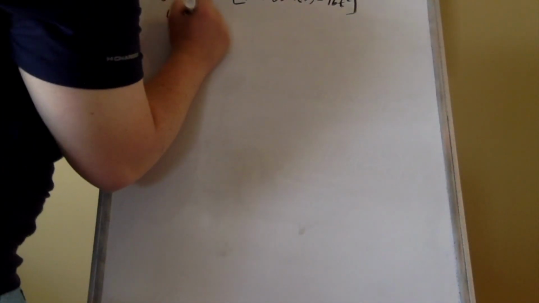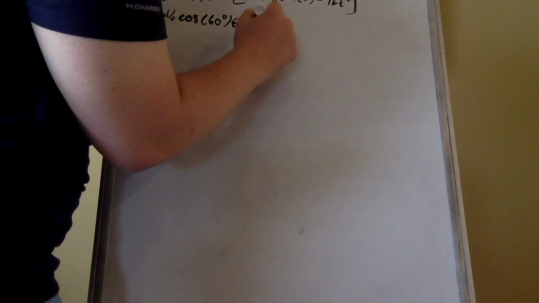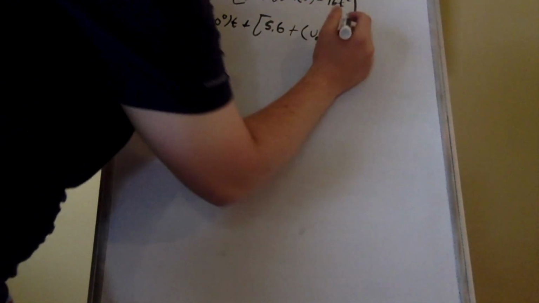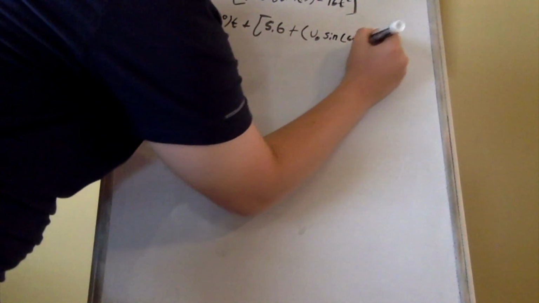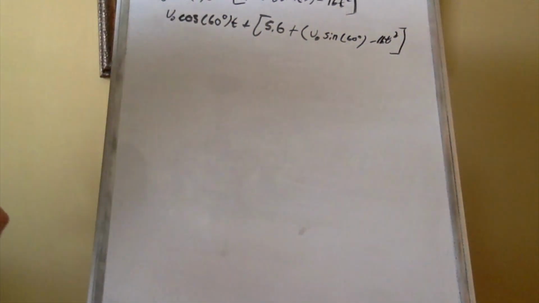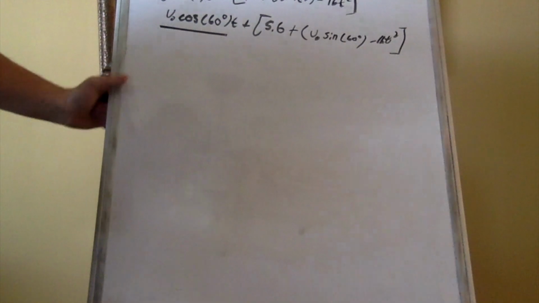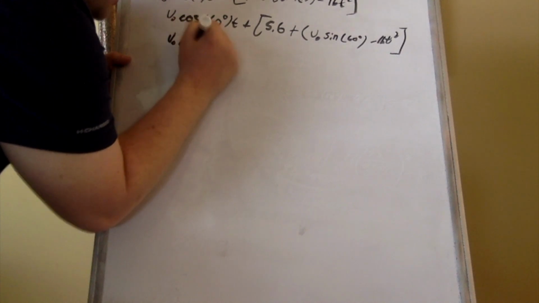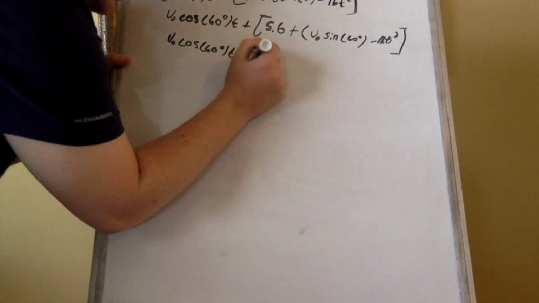of cosine of the angle, which was 60 degrees, t, plus my height, 5.6, plus the V naught sine of the angle, 60 degrees, minus 16t squared. Next, this part is going to come down, and we're going to do V naught cosine of 60 t equals 72.